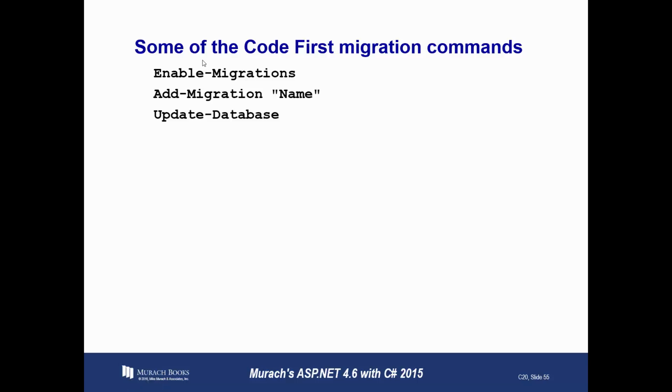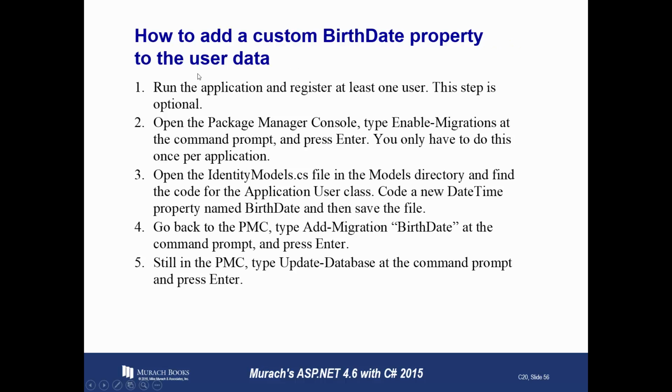So on 749, they have enable migrations, which creates the Migrations folder and a Configuration.cs file. Add migration with a name, which adds a migration file with the name you've given. And update database, which runs the migration files and updates the database schema accordingly. So these were the steps that were shown on the middle of page 749.